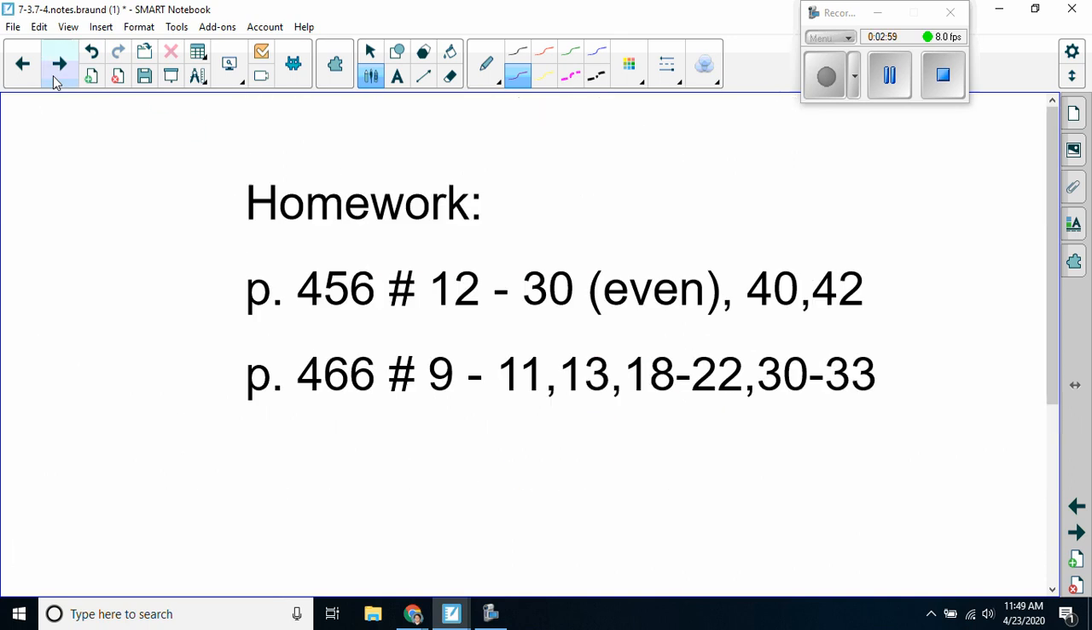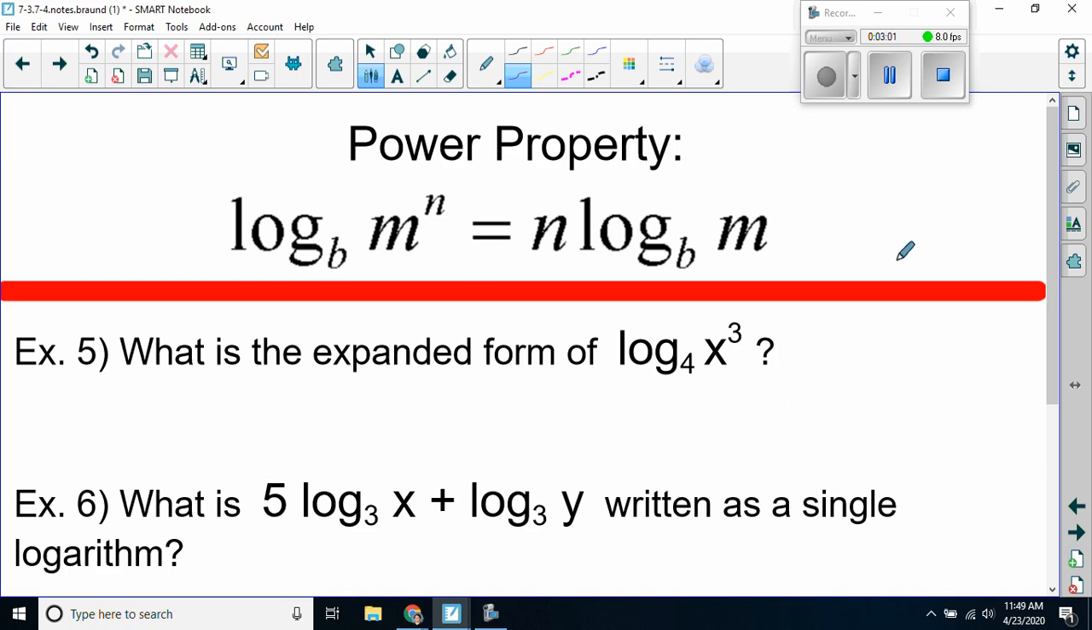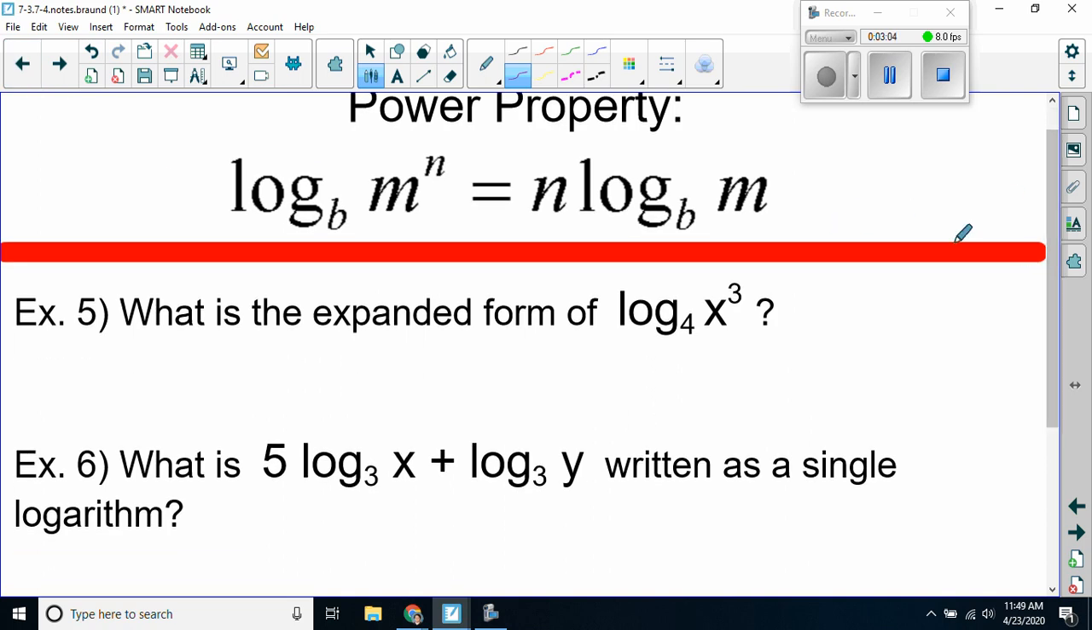Our last property, it's a pretty useful property actually, is our power property. Power property tells you what to do with numbers that are in the front. So if we have coefficients in the front, they actually just become exponents. Or if I have an exponent, I can bring it around to the front, and it's the same thing. So what is the expanded form of log base 4 of x to the third? Well, this exponent right here, since the entire number is being raised to that, I can just bring it around to the front and make it a coefficient. So that's the same thing as saying 3 times the log base 4 of just x. So that's a great way to get rid of some exponents and really simplify your problem.